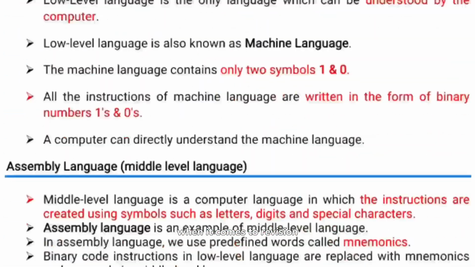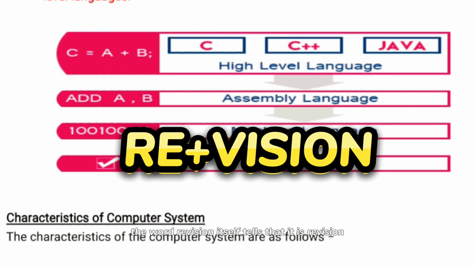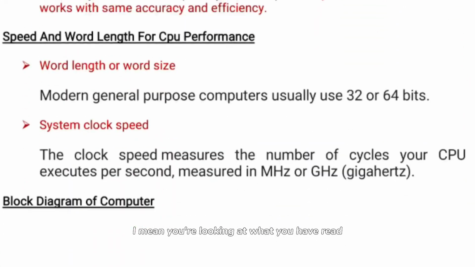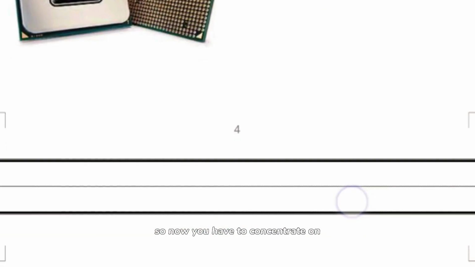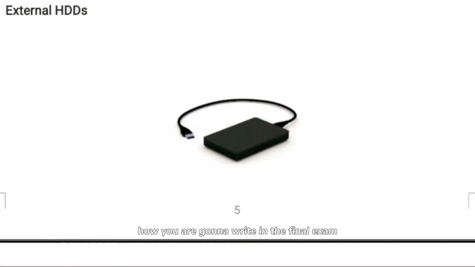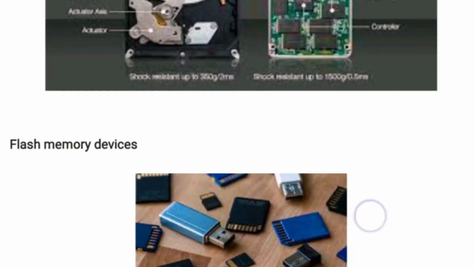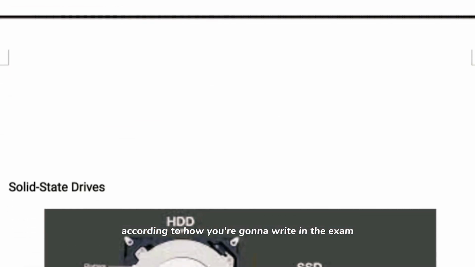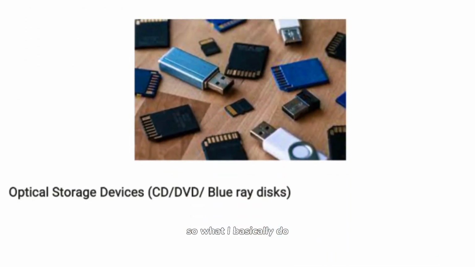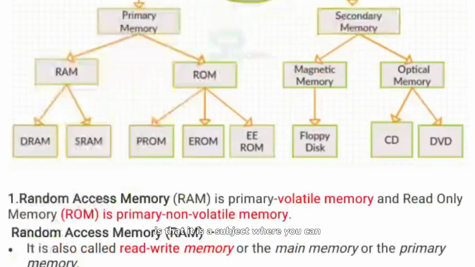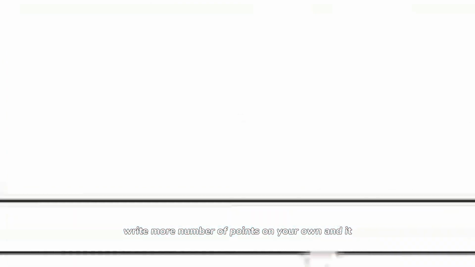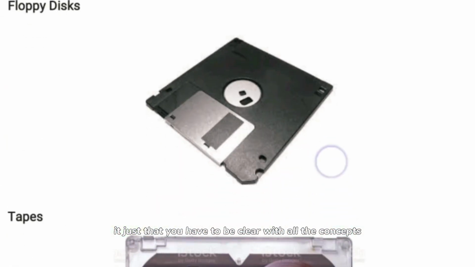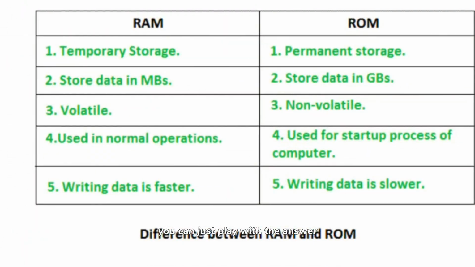When it comes to revision, the word revision itself tells you what it is. I mean, you're looking again at what you have already read once. So now you have to concentrate on how you are going to write in the final exam. You have to read according to how you're going to write in the exam. What I basically suggest is that this is a subject where you can write more points on your own, and you just have to be clear with all the concepts. If you know everything in the syllabus, you can just play with the answer.